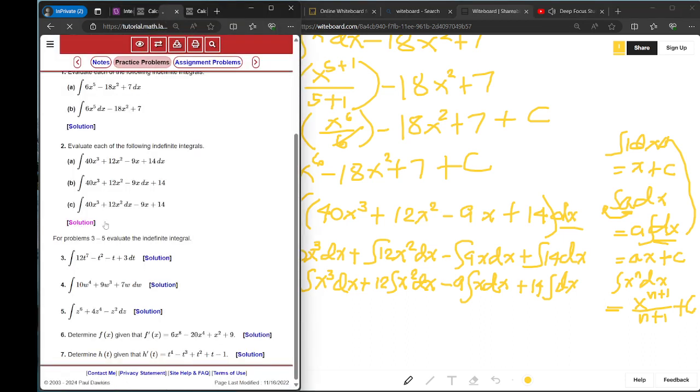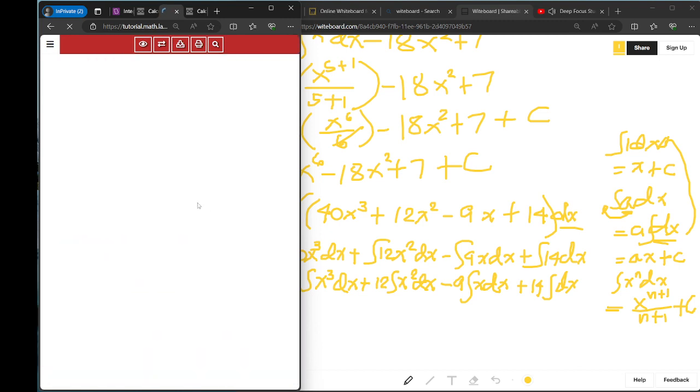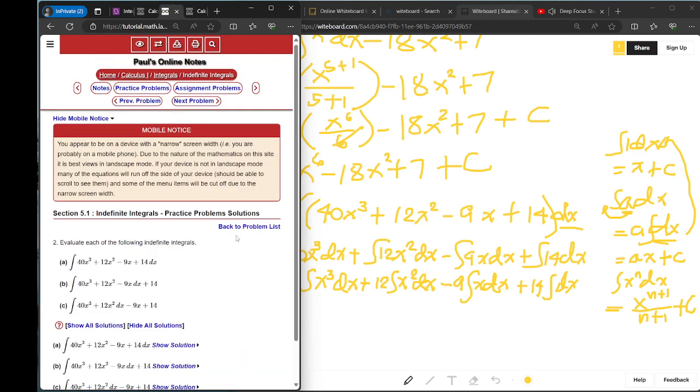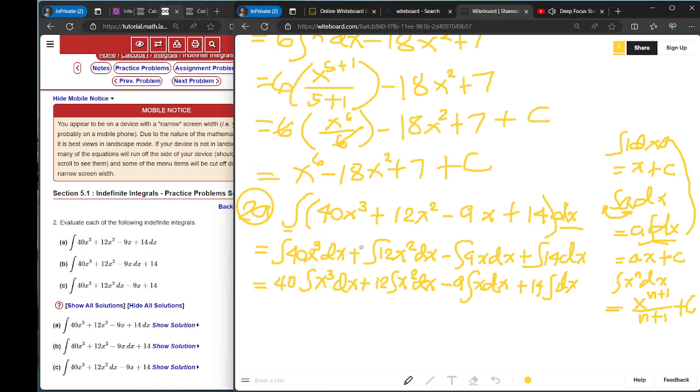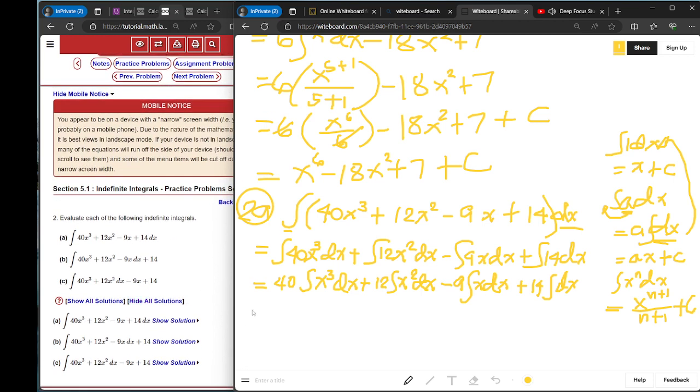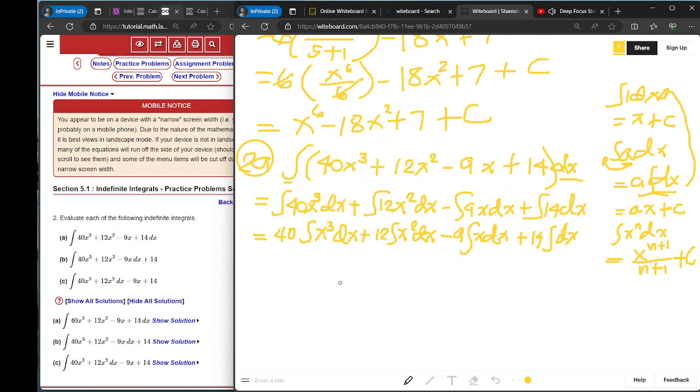So let's check number 2. What I like here in Paul's online notes is that I can see the answers, though there is no detailed solution. If we arrive at the same answer, there is a high probability that my solution is correct. And if we don't have the same answers, I can review my solution to see if I'm on the right track.